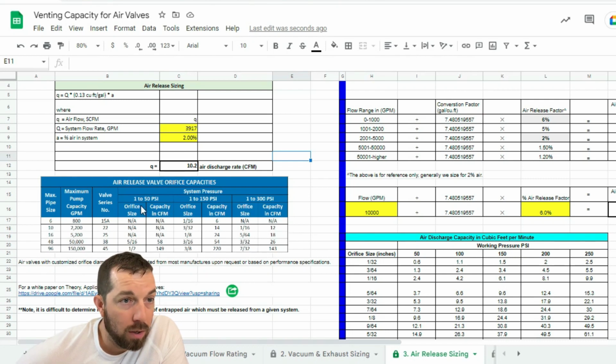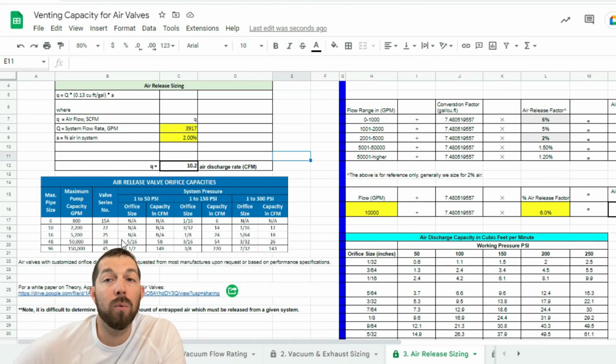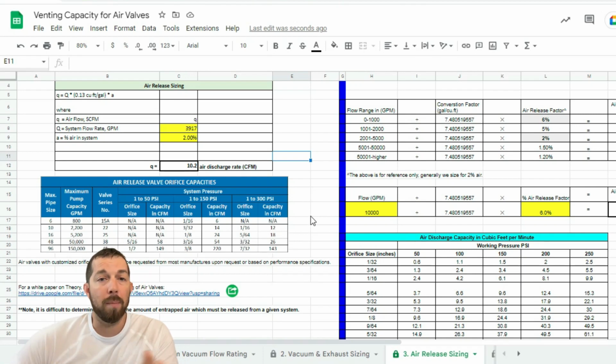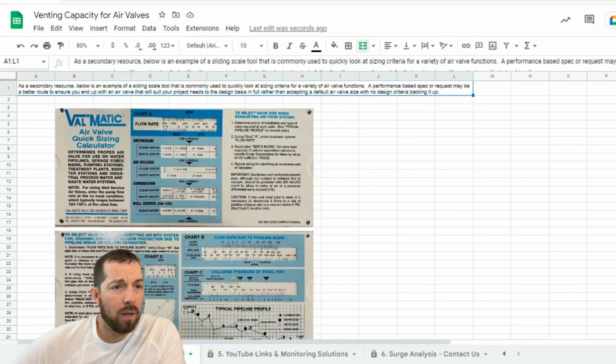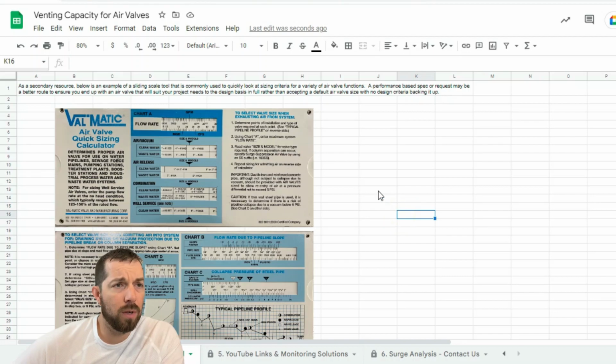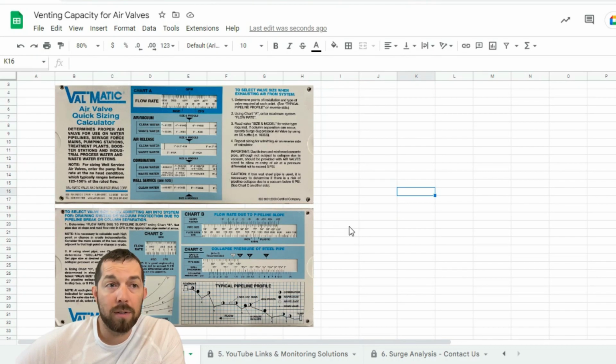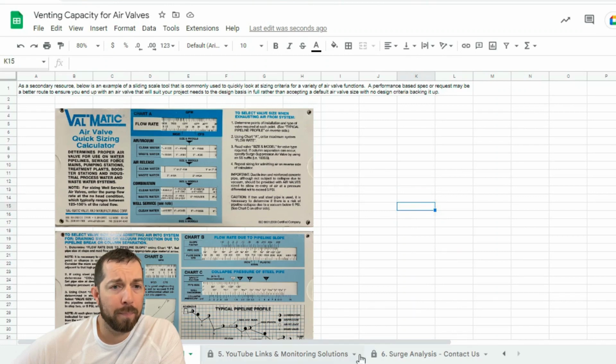So 10.2. Depending on the pressures, we also need to consider that as well, and we can come up with our air valve series. In this case, with 10.2, let's say we're doing 150 psi, we're going to have a series 22 air release. If only an air release was required, that's it. If it was a combination, then we need to make sure that we have the correct orifice sizing on that combination air valve as well. So a couple additional tabs to show throughout this tool. Again, that's ValMatic's example of their sliding scale tool that is out there.